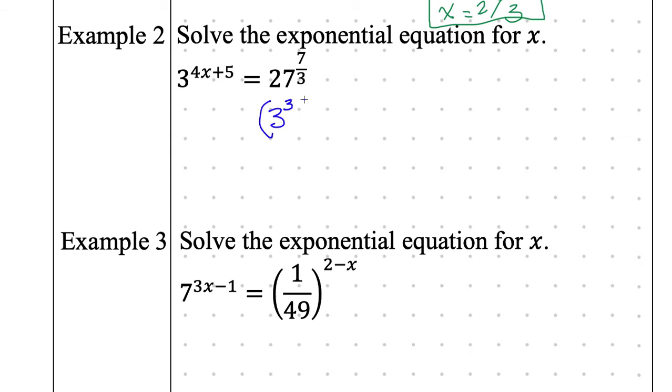3 to the power of 3, and that's all to the power of 7/3. All right, and then we're going to copy down the left-hand side. That's still 3 to the power of 4x plus 5. That left-hand side did not change. Right-hand side, all we changed was the fact that 27 is the same thing as 3 to the power of 3.